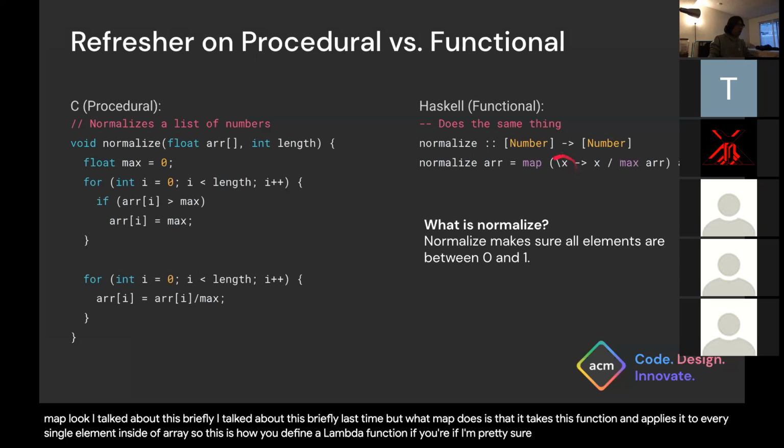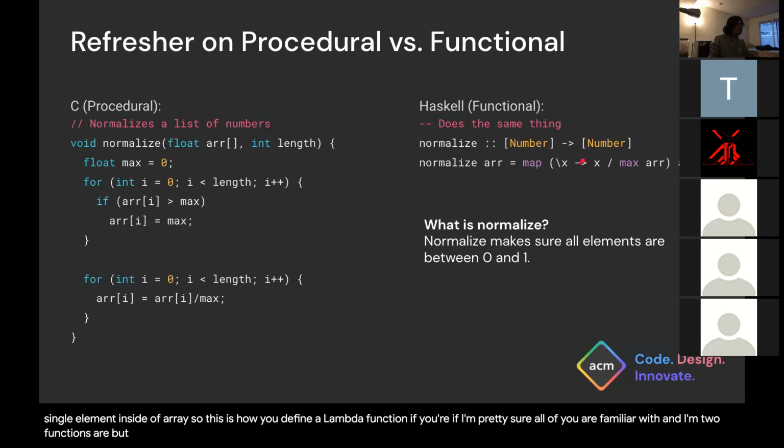I'm pretty sure all of you are familiar with what lambda functions are, but yeah. So this defines a function that takes a number x and then it divides x by the maximum in array. So after running every element inside array with this function, you get a normalized version of that array.